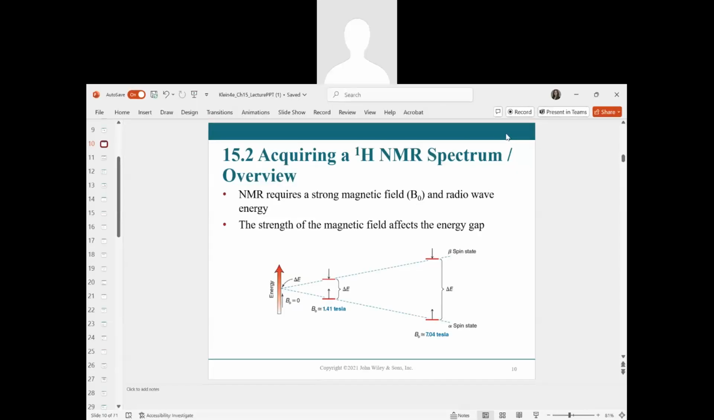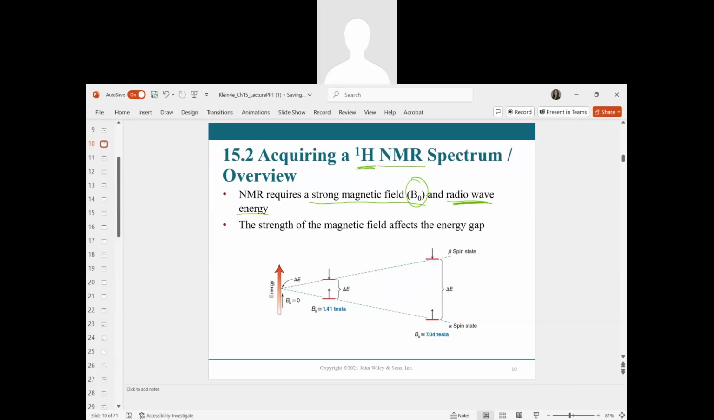In section 15.2, we're going to look a little bit more in detail about the process of proton nuclear magnetic resonance spectroscopy. And what we see here is, again, NMR will require both a strong magnetic field, so that's commonly referenced as this B sub 0 here, and also radio wave energy. So this is, again, comparable to the infrared light or radiation that we used with IR spectroscopy. Now we're going to utilize radio waves.